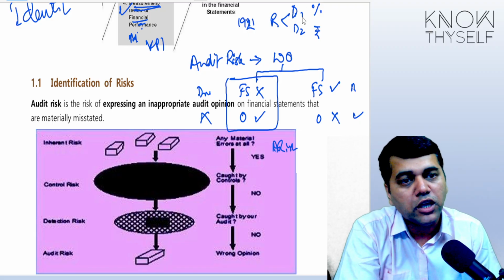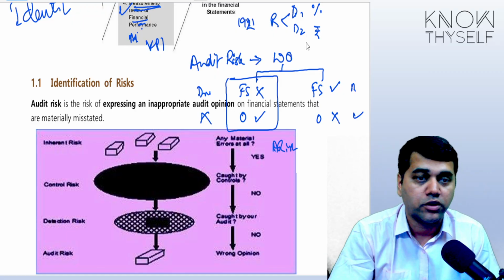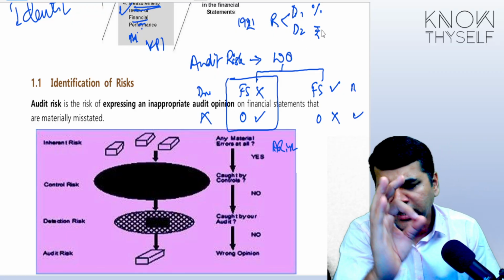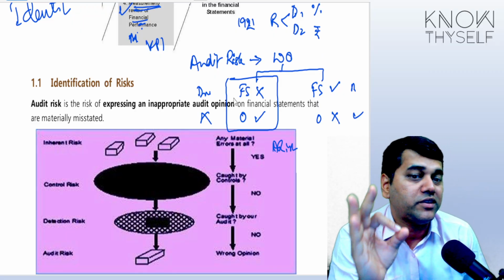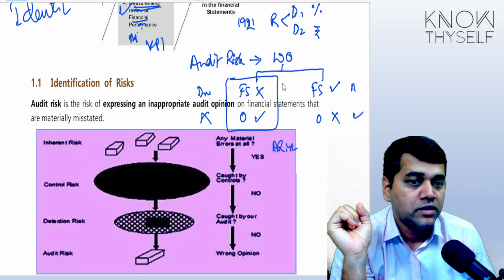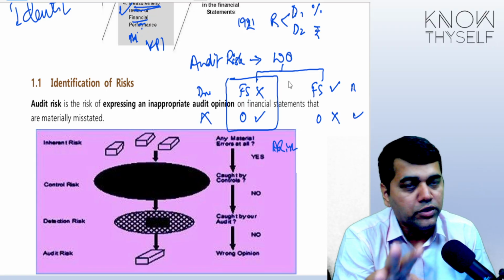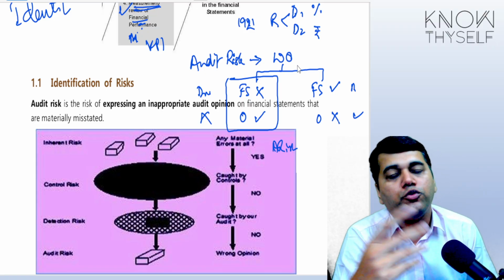Now, why only two dimensions? Why not three dimensions? We will talk. Now, any risk, we have to evaluate from the possibility, chances of occurrence. Since both are mutually exclusive, it's not possible that you will have diabetes also, you don't have diabetes also.